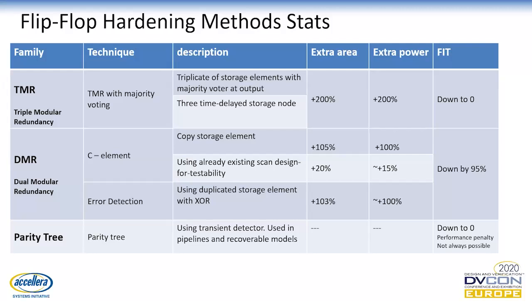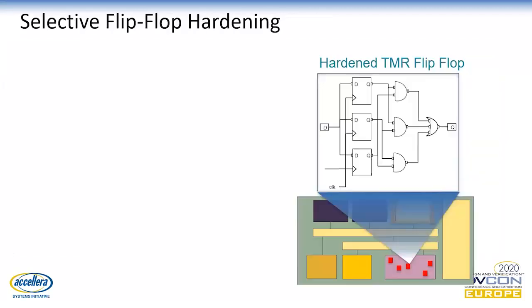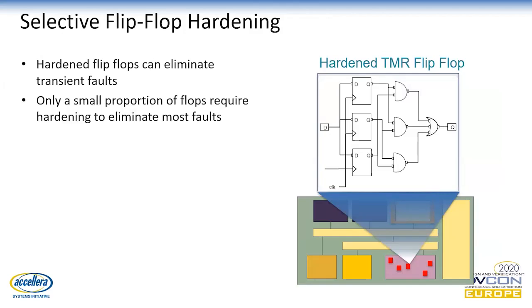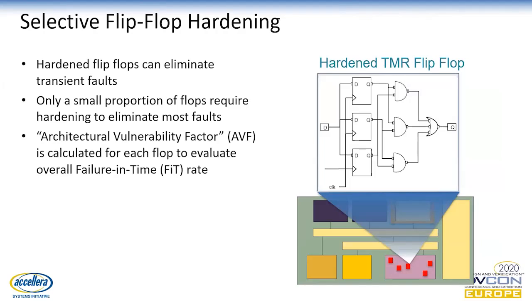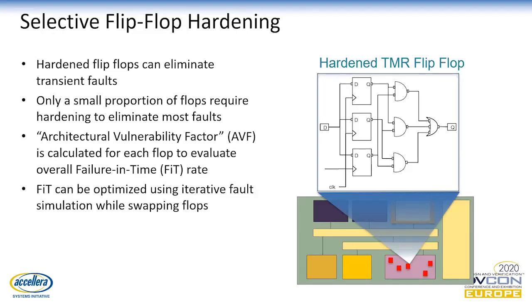So let's look at the selective hardening in more detail. How do you harden a flip-flop selectively, right? Hardened flip-flops can eliminate transient faults and bring your FIT rate close to 0. Only small portions of flip-flops are required to be hardened, not every flip-flop in the design. By way of calculating something called AVF, architectural vulnerability factor, which is calculated for each flip-flop to evaluate the FIT rate.